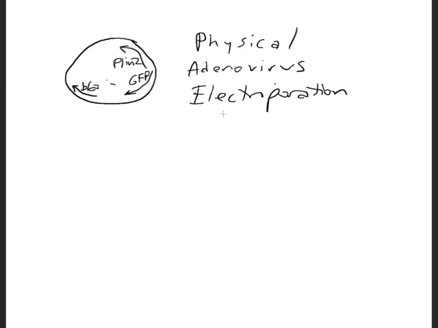So you can't have too high of a voltage or too much of it for too long. Otherwise, it just fries the cells. And I've done that before. And so you've got to have very specific parameters for electroporation to work. I definitely used it a lot, but in this class for cell culture, it's hit and miss. It's very difficult to do.